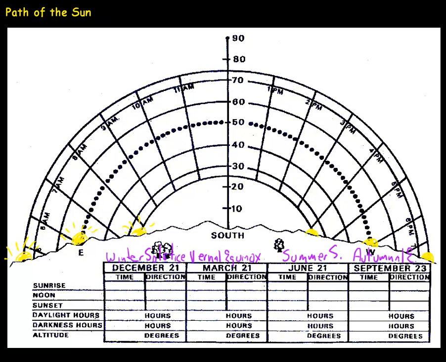The winter solstice actually begins right here, where we actually get a sunrise. If you take a look at it, somewhere between 7 a.m. and 8 a.m., we're going to go ahead and say that this is 07:30.